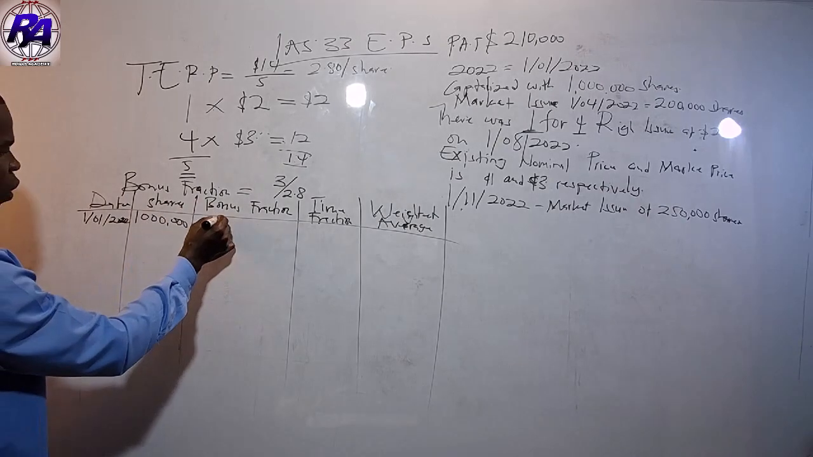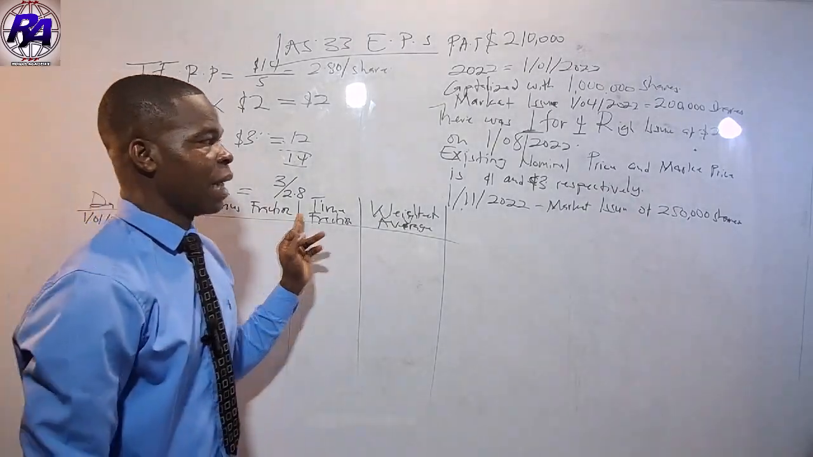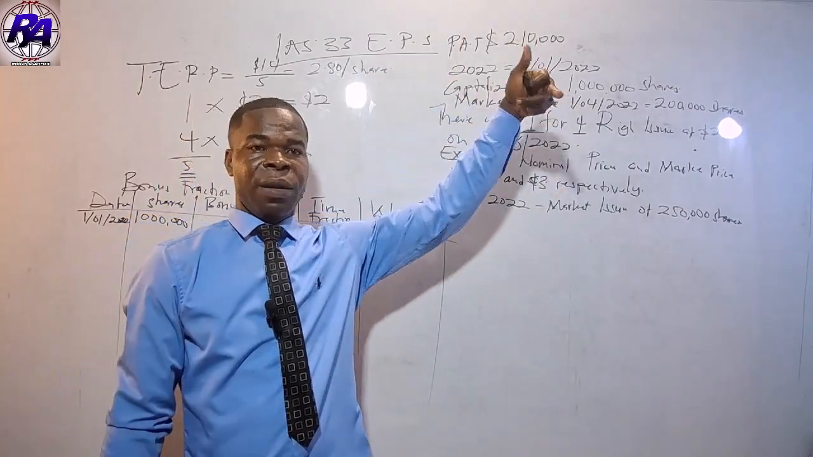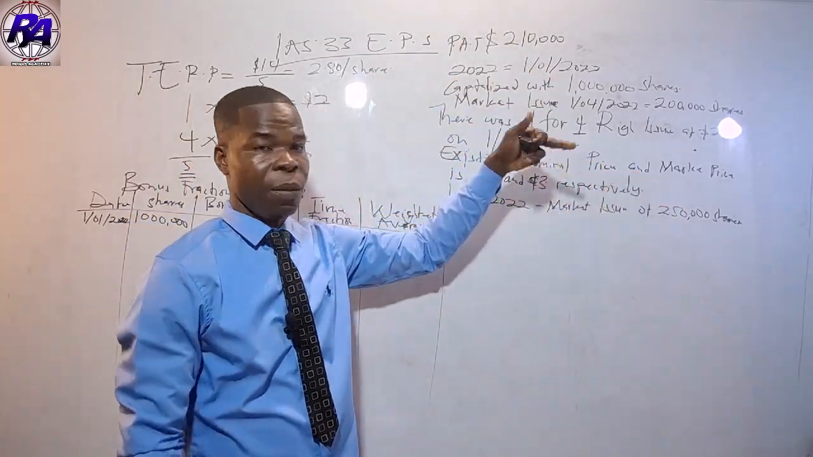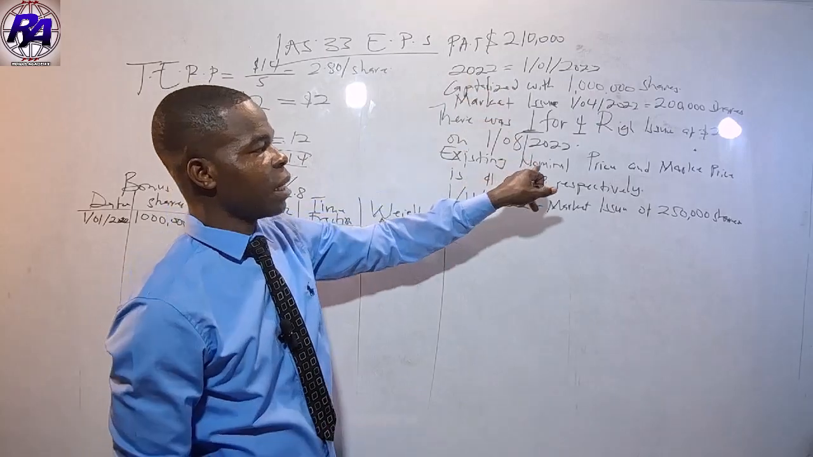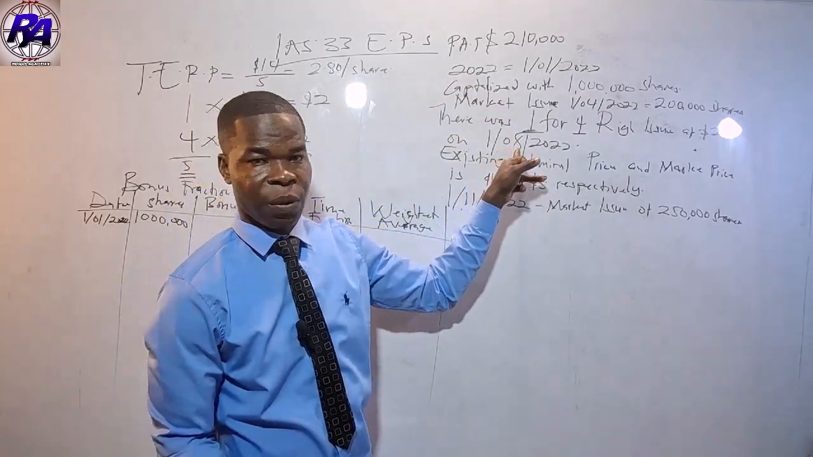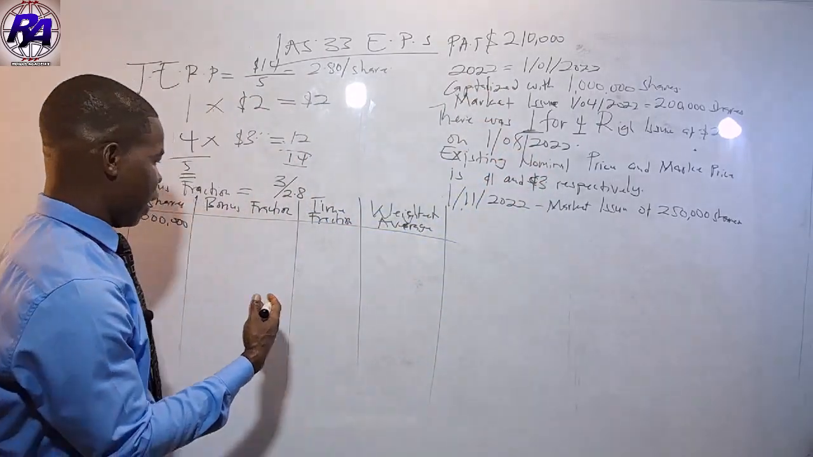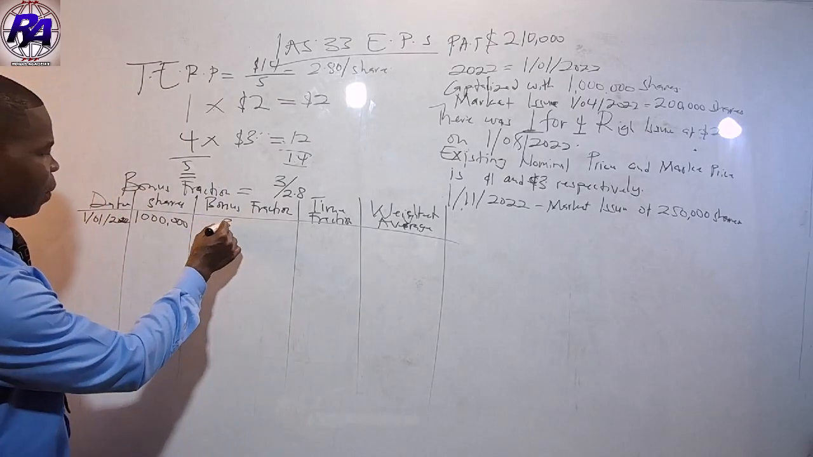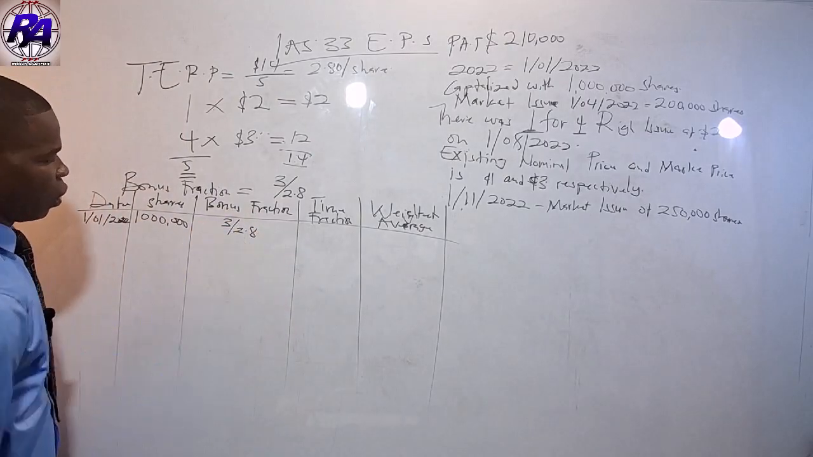So here our bonus fraction will come. We are going to apply the bonus fraction just as we did for the bonus issue. Okay, the bonus plus the market issue up to the date that there was a right issue. The same approach over here. So our bonus fraction is 3 on 2.5.